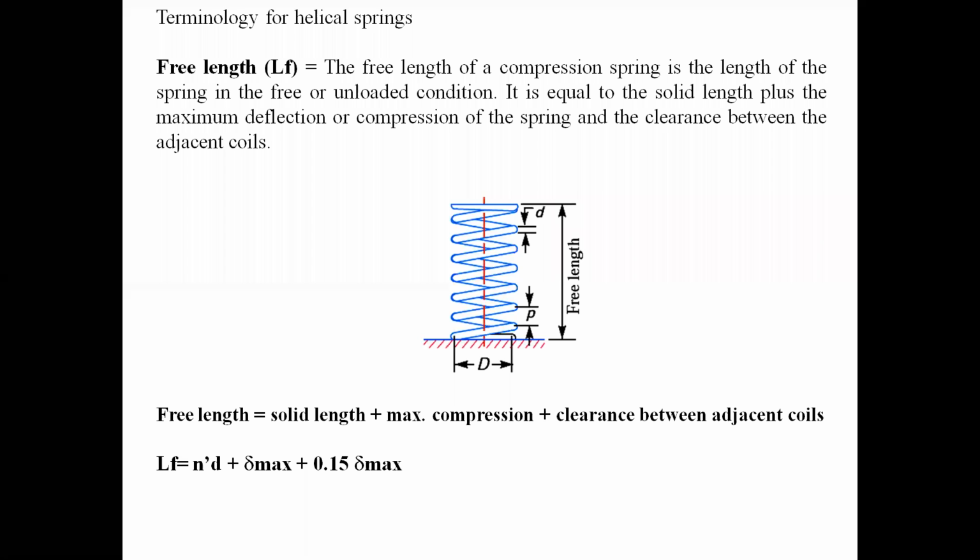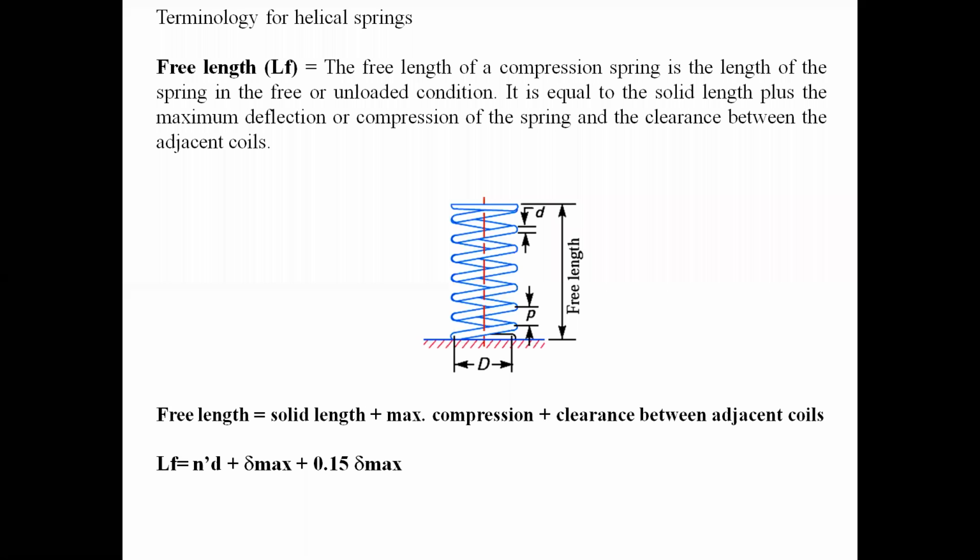Mathematically, how can we find the free length? The solid length plus the maximum compression that is possible, because if there is a maximum compression, it gets converted into solid length. So maximum compression is released here, plus the clearance between adjacent coils. What does adjacent coil mean? Here at the end, you'll find some half coils. So the clearance between those two adjacent coils has to be considered when there is a free length.